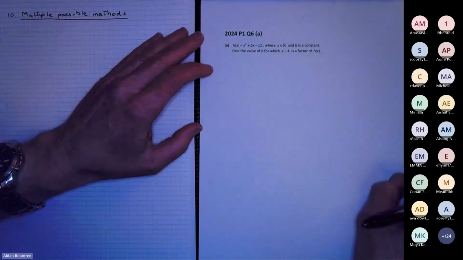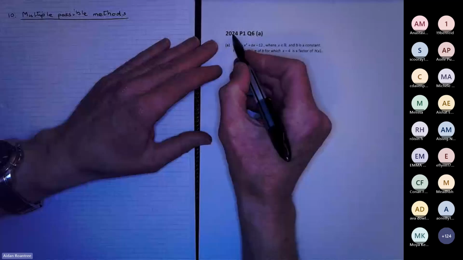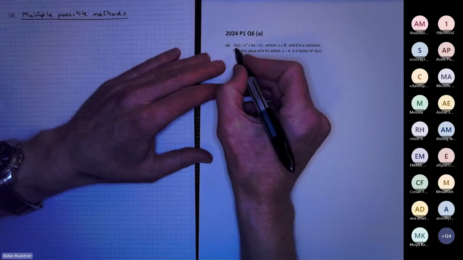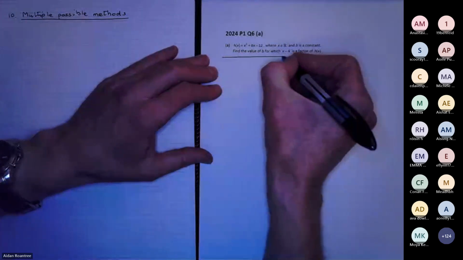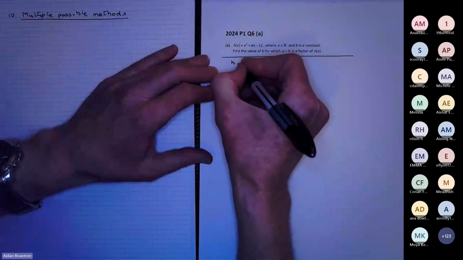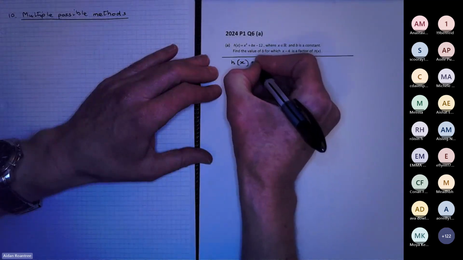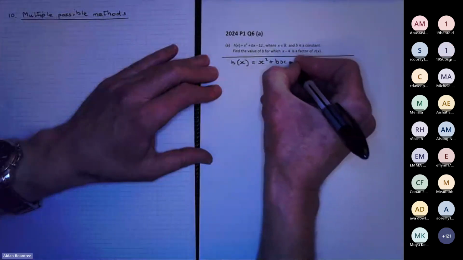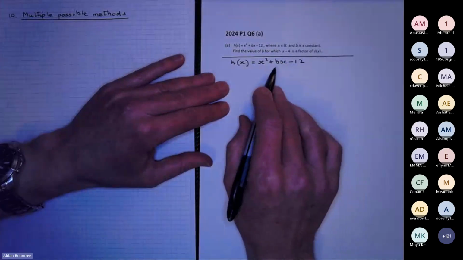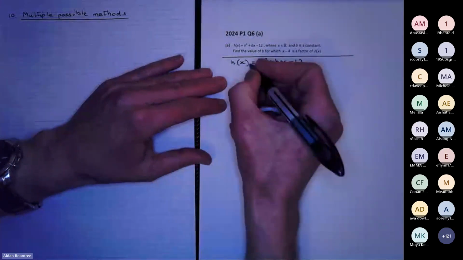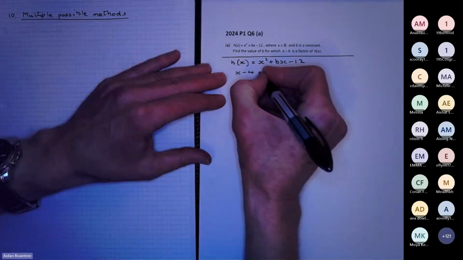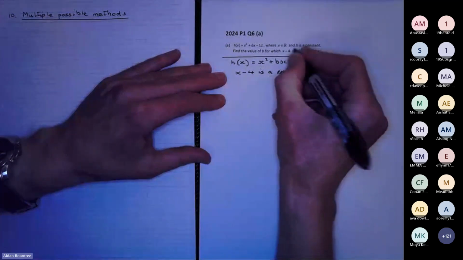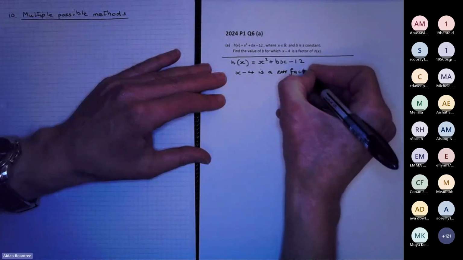And it's this one here. Again, the writing is fairly small, I'll make it bigger. It's from the 2024 paper, paper 1, question 6A. In this question, it gives you a quadratic polynomial, which it refers to as h of x. It says h of x is x squared plus bx minus 12. And then the question says, find the value of b if x minus 4 is a factor of that. B is a constant.